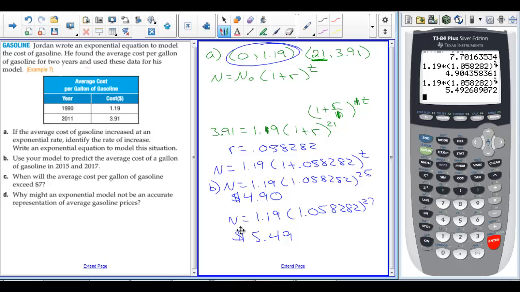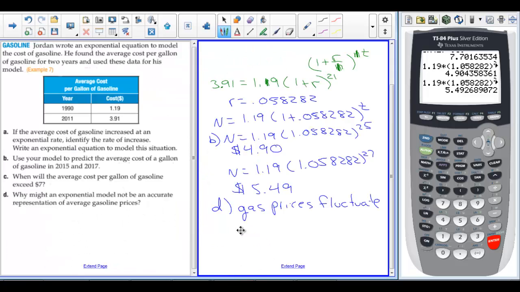Now letter D says, why might an exponential model not be an accurate representation of average gasoline prices? Why would exponential not be a great model for this? Gas goes up and down. It doesn't just go up constantly. It fluctuates. So in the real world, oh, I guess I skipped C. Gas prices fluctuate. Let's do letter C. Let's not skip it.